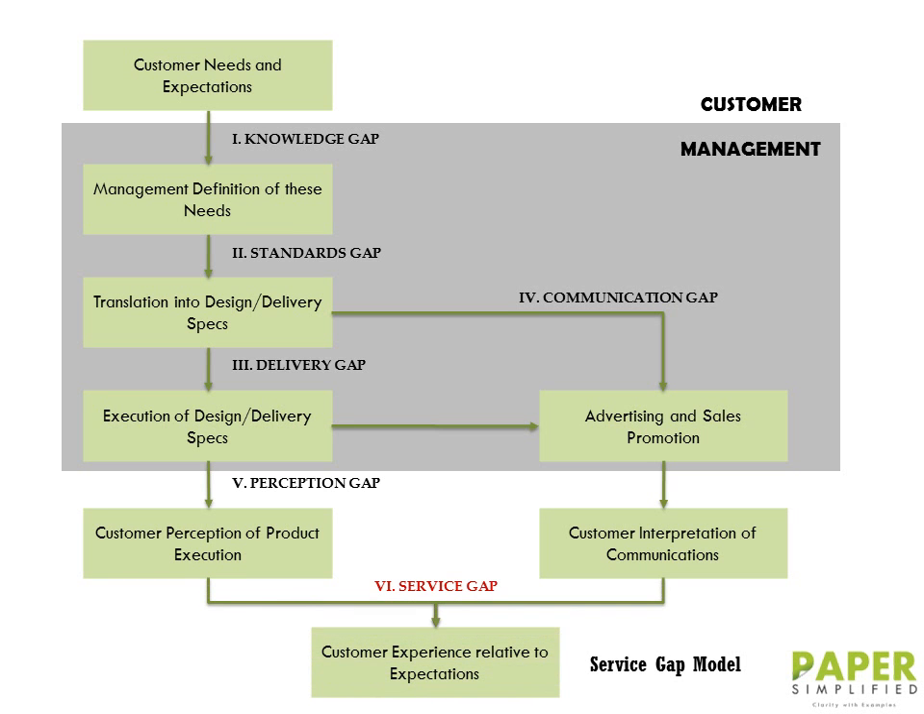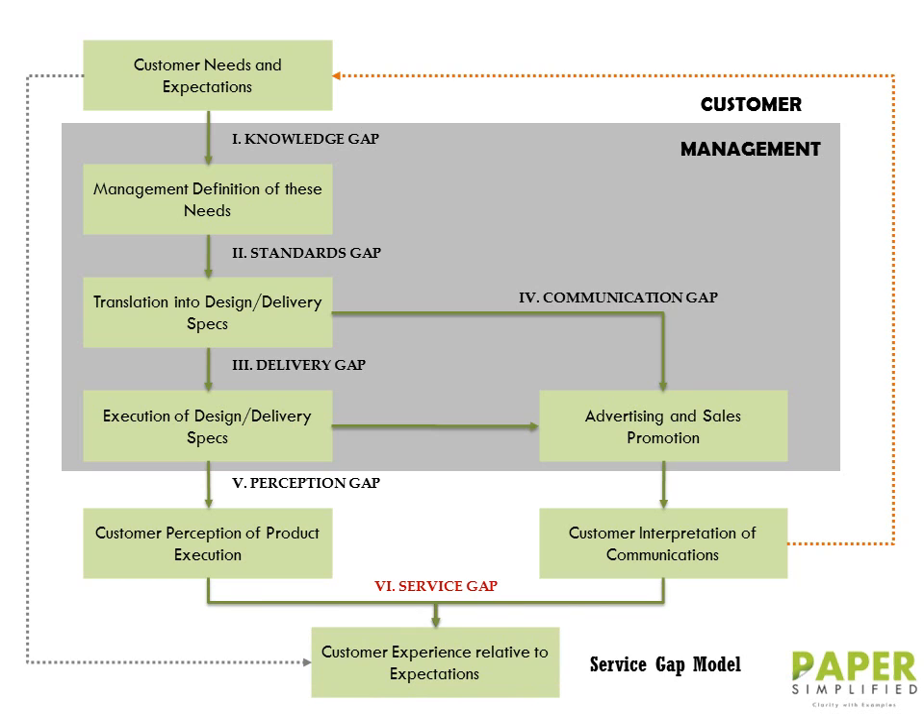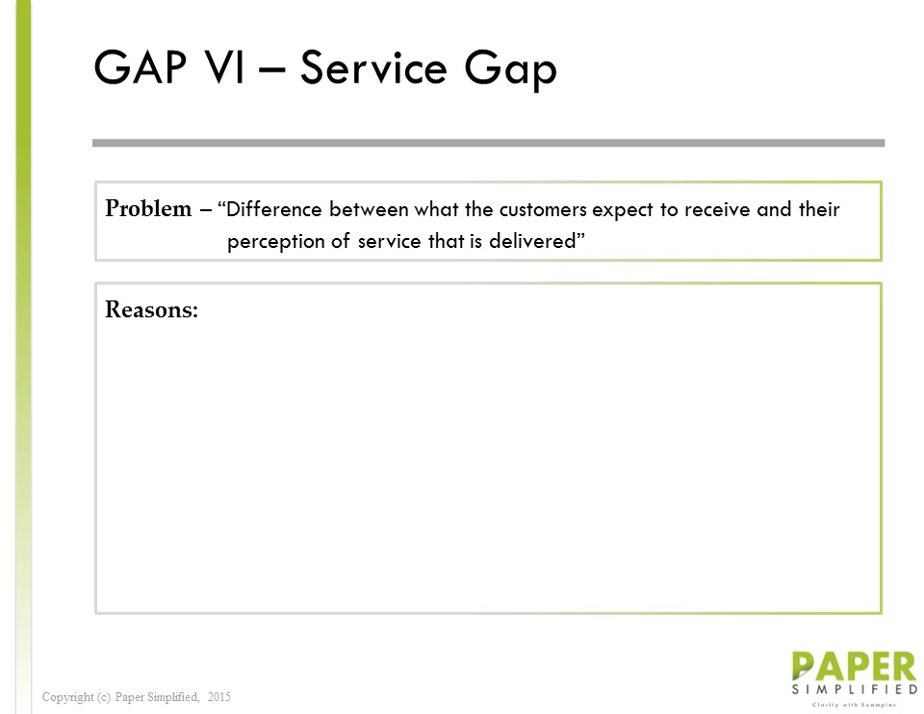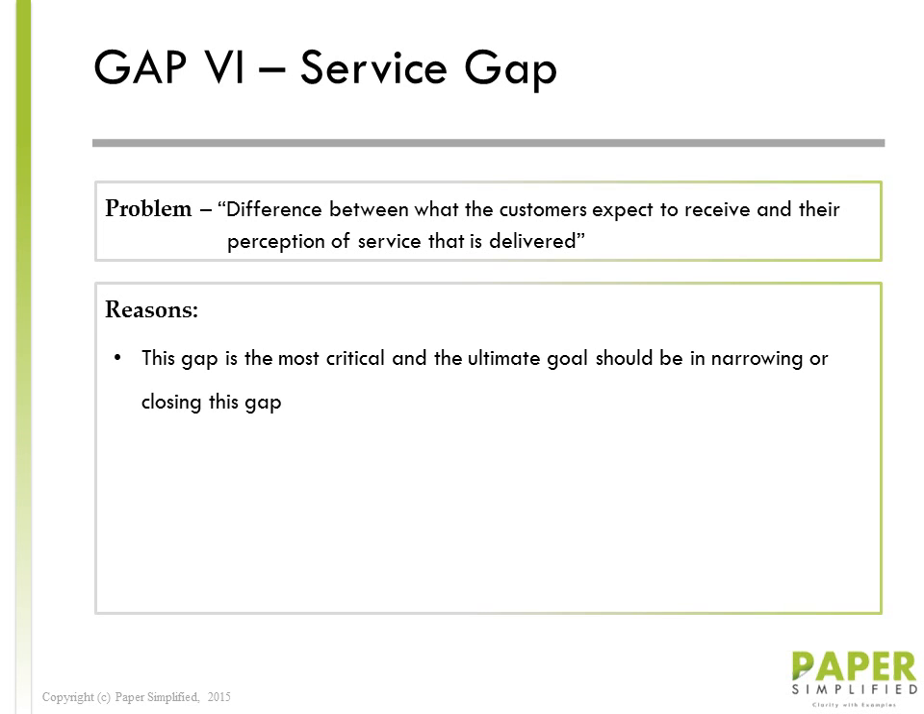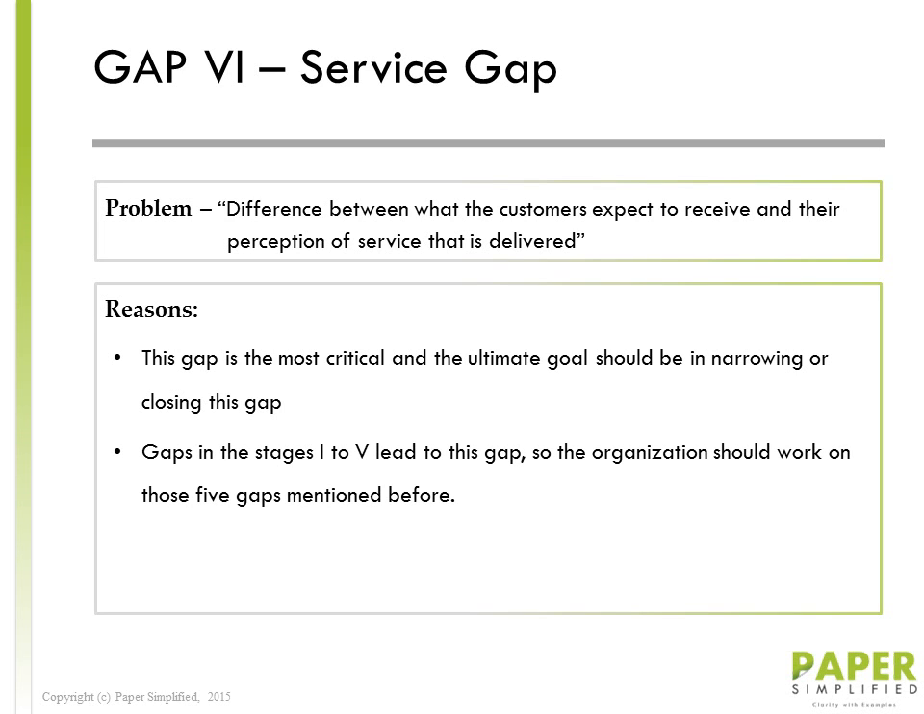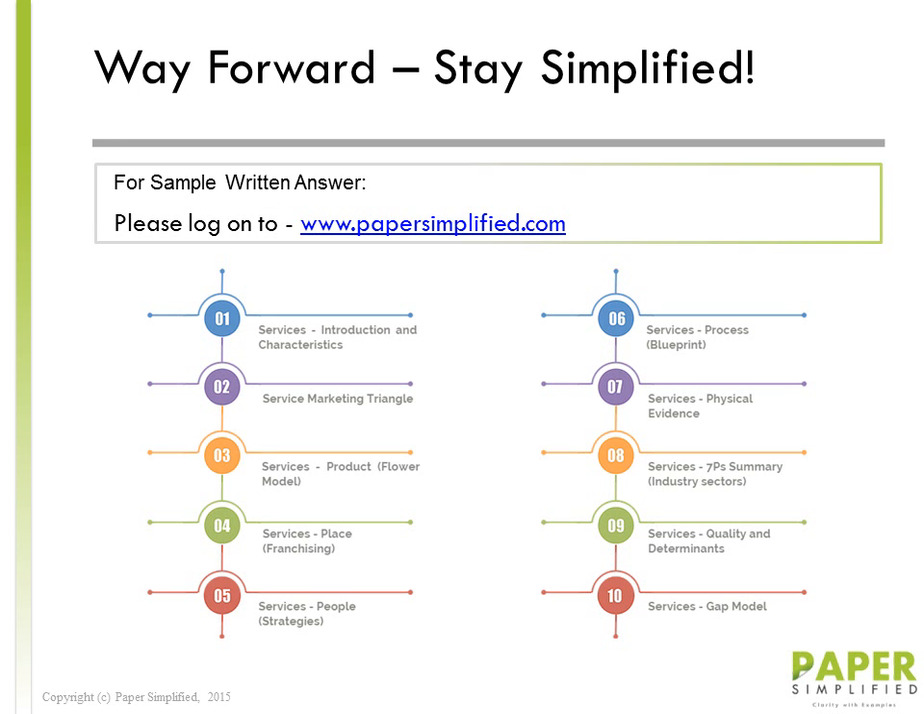The last gap is the service gap. It is the difference between what the customers expect to receive and their perception of the service that is delivered. This gap is the most critical and the ultimate goal should be narrowing or closing this gap. Gaps 1 to 5 lead to this gap, so the organization should work on those 5 gaps mentioned before. That's the end of the topic.